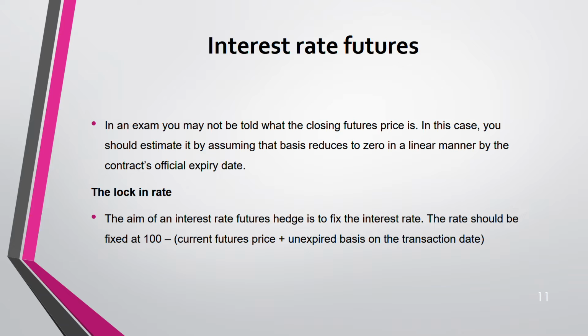What is lock-in rate? This is how you find the rate: 100 minus whatever the current future price given to you, plus unexpired basis. In whatever question, you have to calculate that unexpired basis. Without that, you will not be able to get the lock-in rate. So unexpired basis, make sure you know it. I'm not going to show it here. It's already shown in the previous one, that is day 10. This rate is known as lock-in rate.